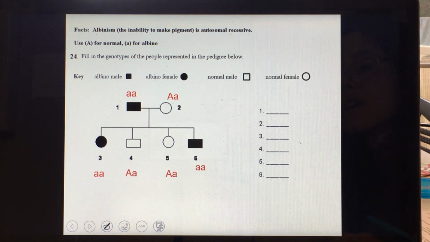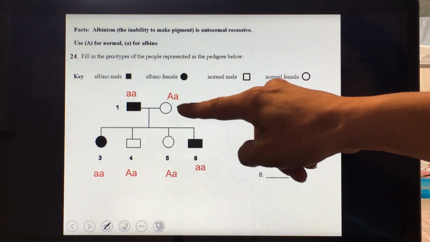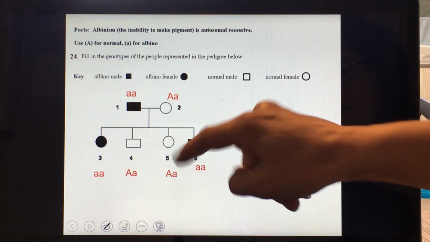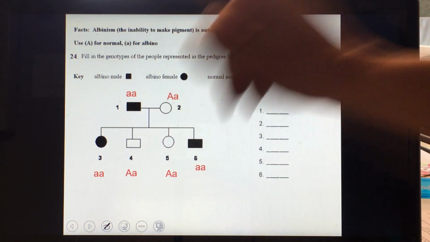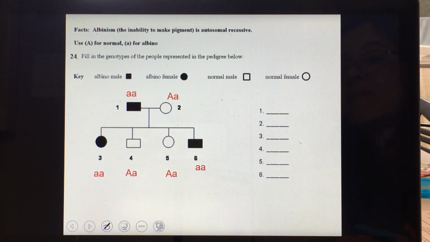Now, you have to look at parents for clues as to what the offspring can be, and sometimes you have to look at the offspring to see what the parents' genotype can be.